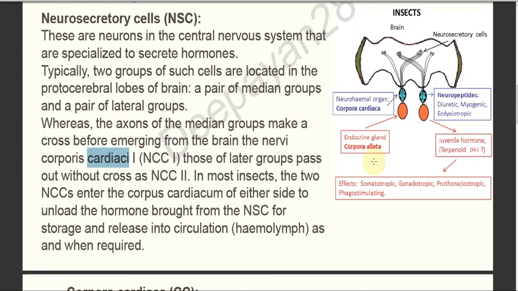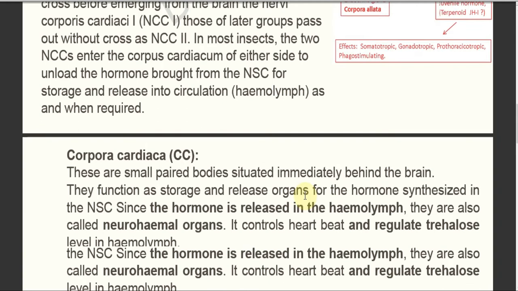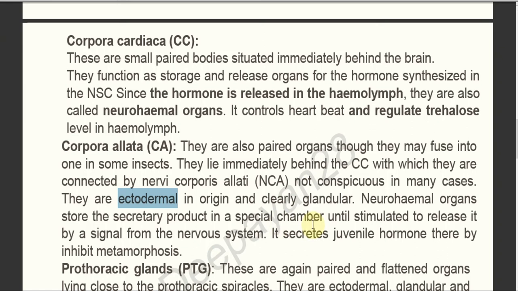But you see in this picture, it is not clearly visible. Yes or no? In some insects, they will be reduced. Okay. These are also ectodermal in origin. In a PPT, I will send which are ectodermal and all. In origin and clearly glandular, you can see glands are there which will secrete the hormone. Okay. Neurohormonal organs store the secretory product in a special chamber until stimulated to release it by a signal from the nervous system. Okay, leave.